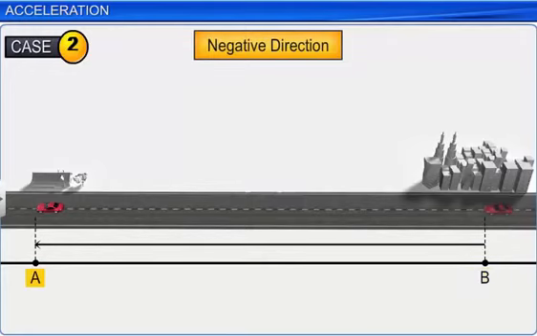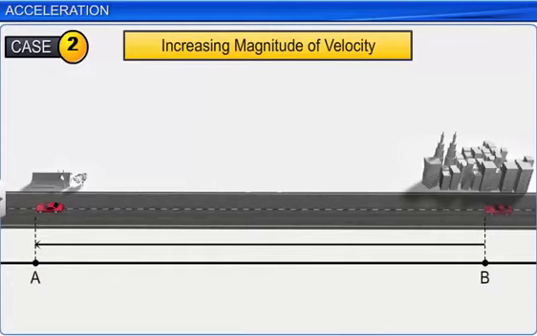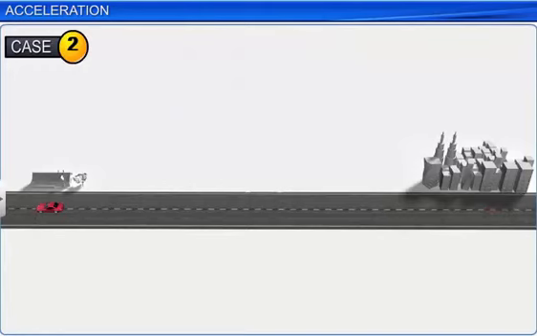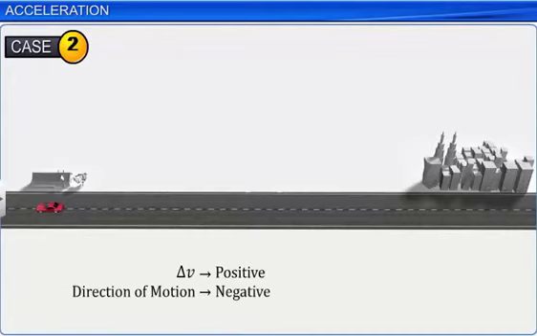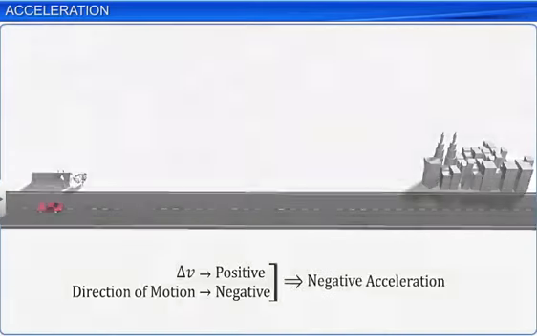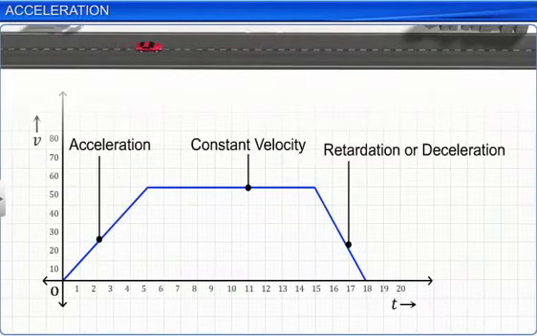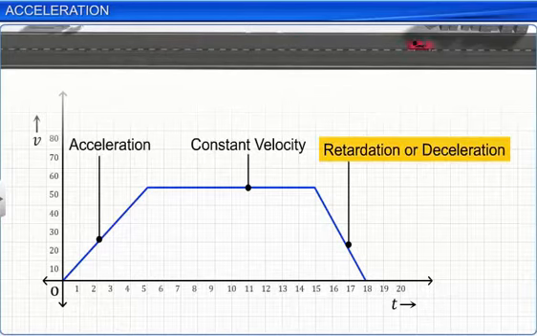Remember these points: when the acceleration will be positive and when the acceleration will be negative. So the third case, which is represented with the yellow box, is retardation or deceleration. It means the acceleration is in the negative direction. Now the direction of motion is from A to B, from the origin A to B, is the direction of motion of an object.